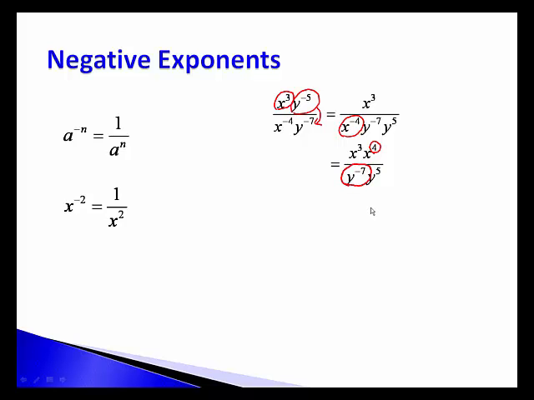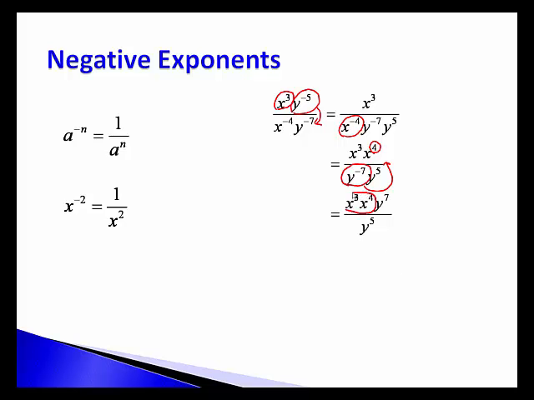Look at this one. Once again, I see a negative exponent. It will need to move to the numerator, and when it does, the 7 will become positive. So here's what it looks like now. X to the 3rd power, x to the 4th power, y to the 7th power, divided by y to the 5th power.